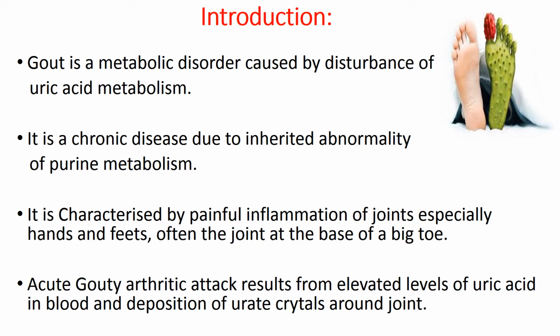toe. Acute gouty arthritis attack results from elevated levels of uric acid in blood and deposition of urate crystals around the joint. Left untreated, gout can cause irreversible joint damage, kidney problems in the form of urate stones, and tophi.